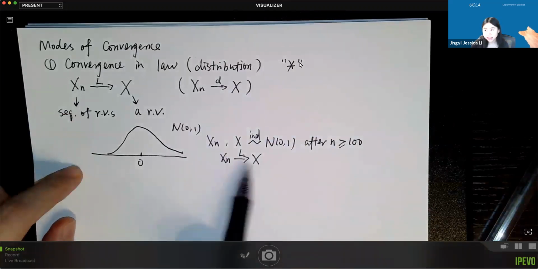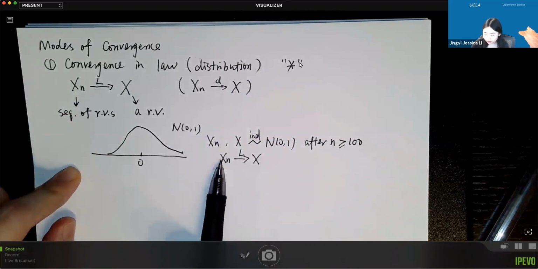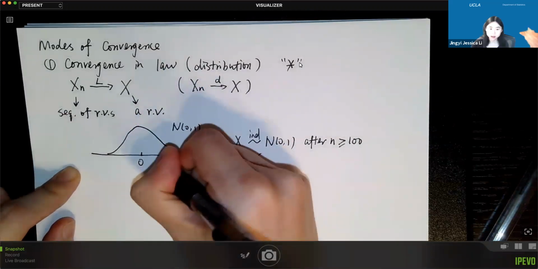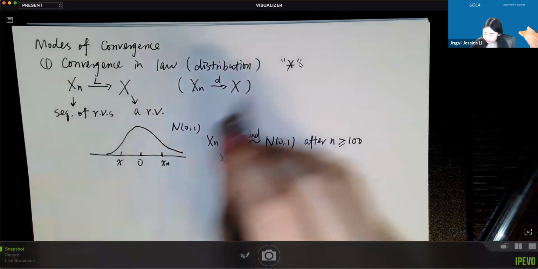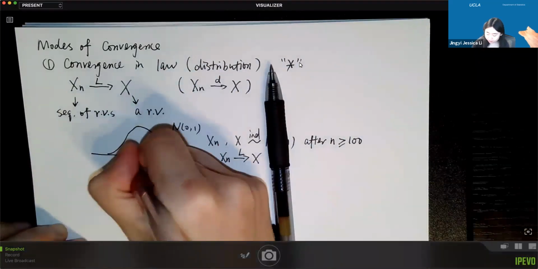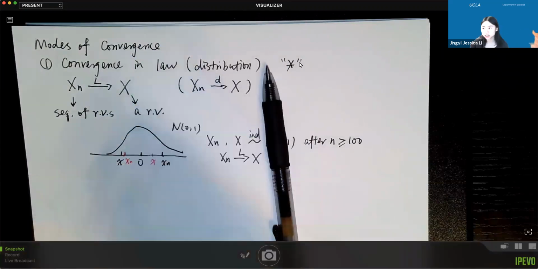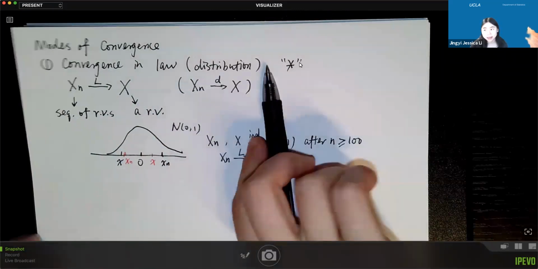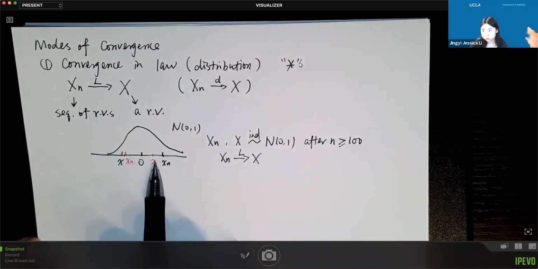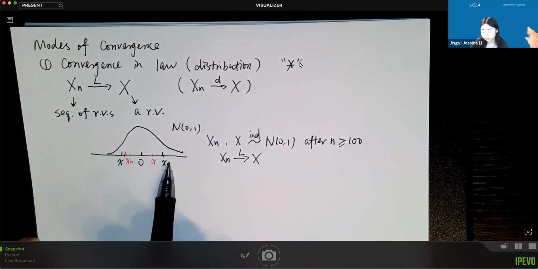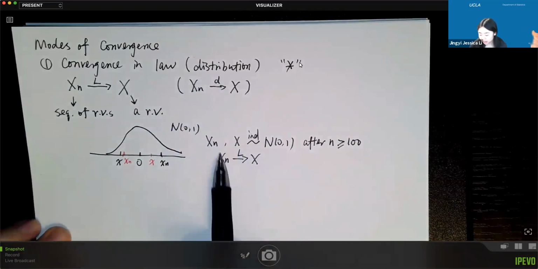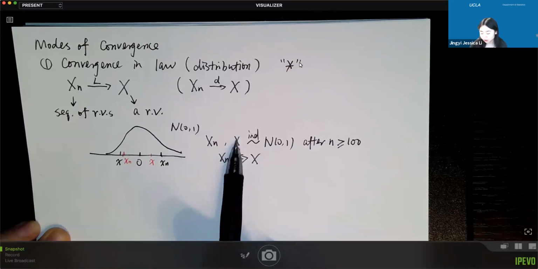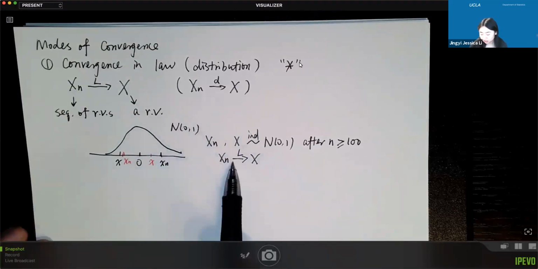But if we look at their realizations, they could be totally independent. For example, when my X_n takes a value here, my X may take a value far away from it. If I do another draw, my X_n gets here, and maybe my X gets here. Their realizations may be completely independent of each other. That's why this type of convergence doesn't tell me anything about the distance between two realizations, one each, the lowercase x and lowercase x_n. It just tells me that the shape of the distribution of X and of X_n is similar. In my case, they are both standard normal.